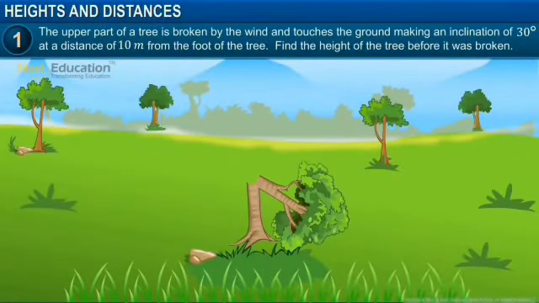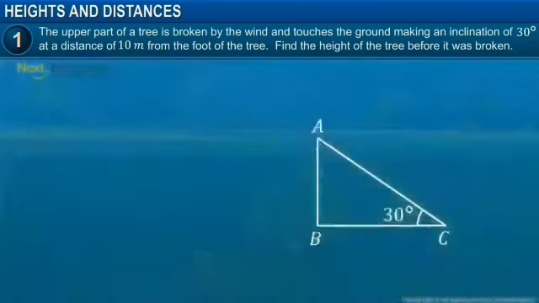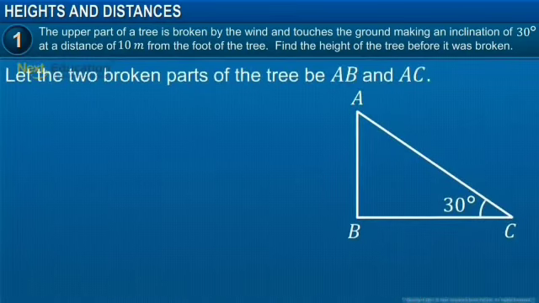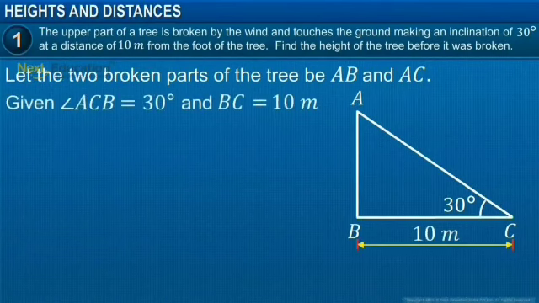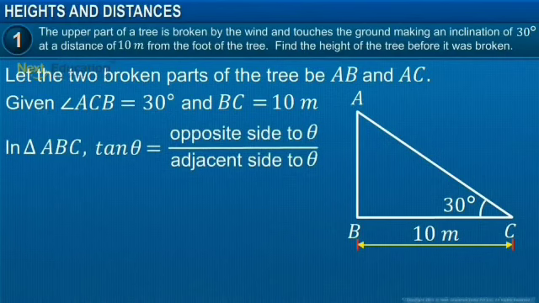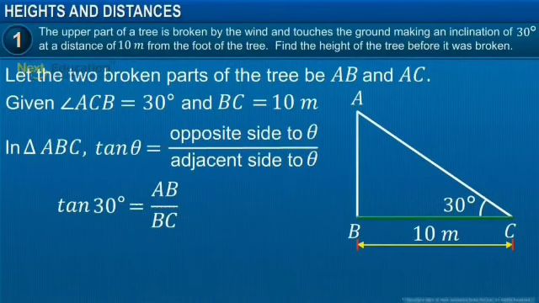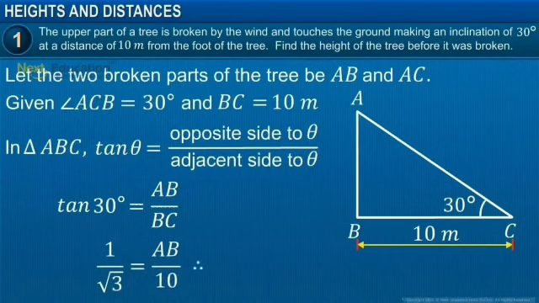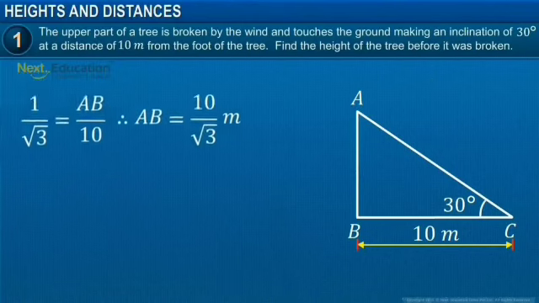Look at the figure. Let the two broken parts of the tree be AB and AC. Given the angle of inclination from the point C is 30 degrees, and the distance between the point C and the point B is 10 meters. In triangle ABC, tan angle C equals opposite over adjacent. Then tan 30 degrees equals AB over BC. Substituting the values and simplifying, we get AB equals 10 over root 3 meters.